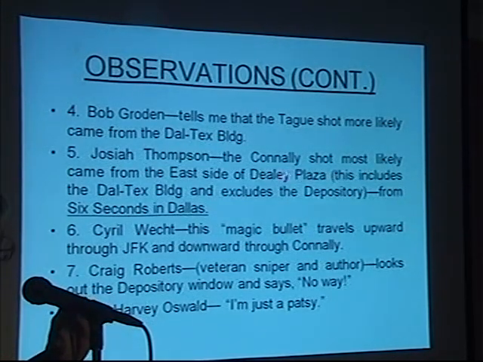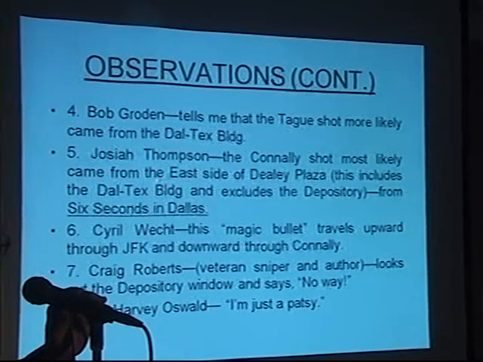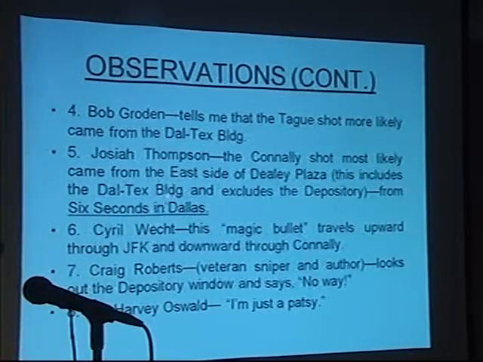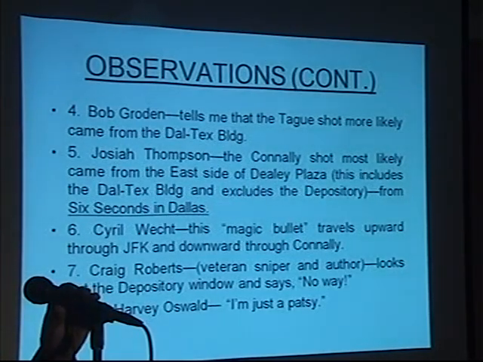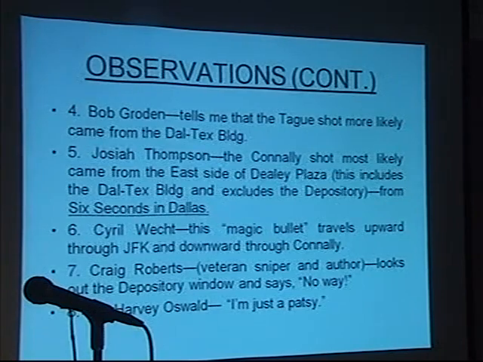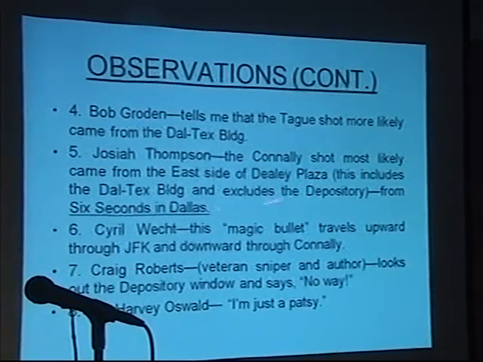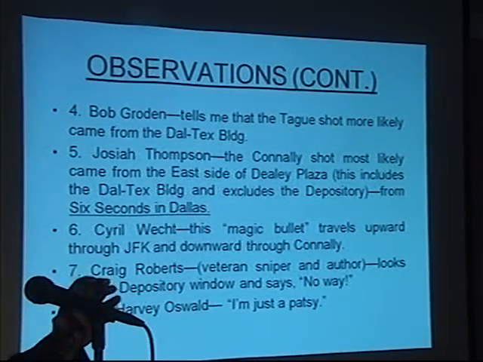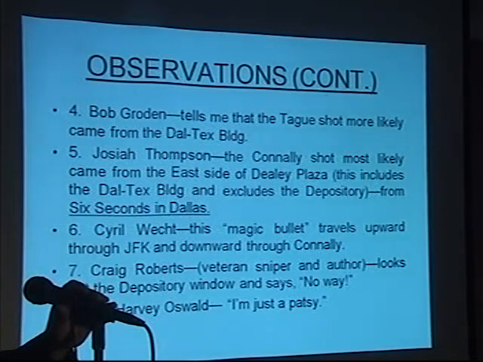Josiah Thompson says that in his book, Six Seconds in Dallas, he thinks the Connally shot most likely came from either the County Records building or the Dal-Tex building, but not the depository, because of the angle that Connally is at as he turns and the trajectory through Connally's armpit and out his nipple. And he published that more than 20 years ago.